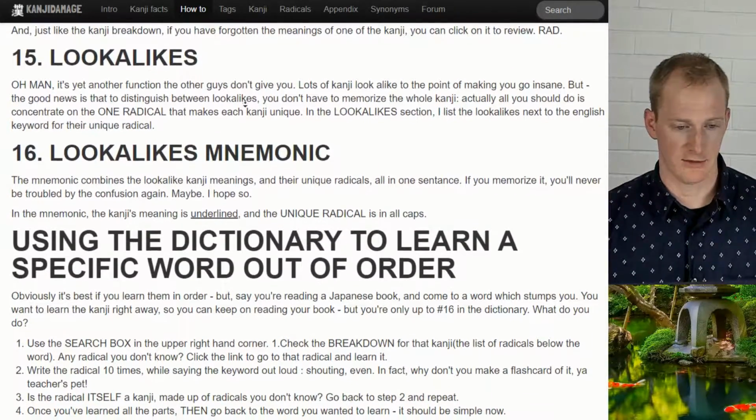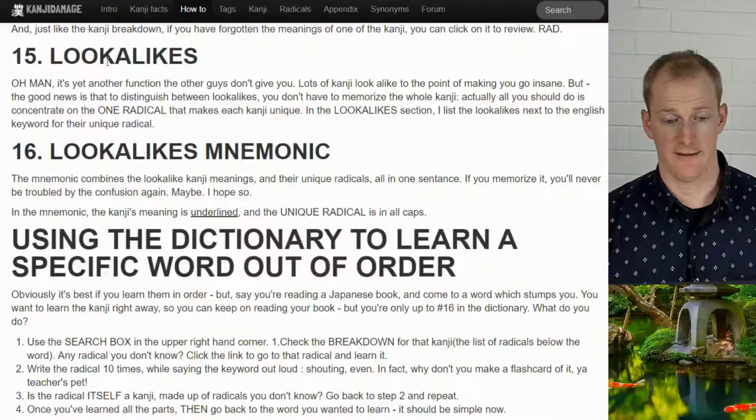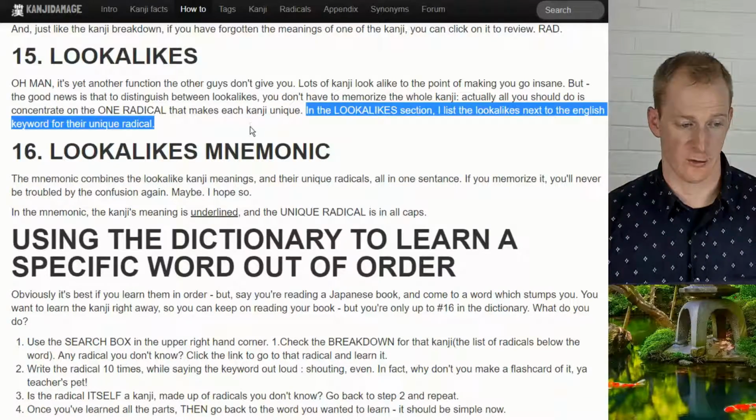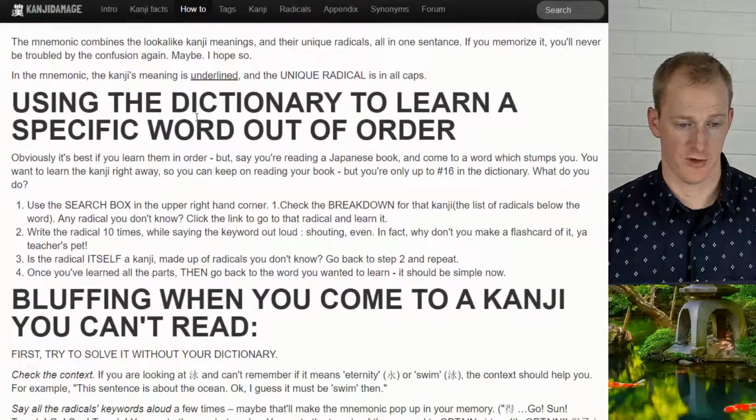Again, it's all hyperlinked. Lookalikes, I mentioned this is a great thing. We're going to look at this a little bit more, so I'm not going to bother talking about it. Mnemonics as well.